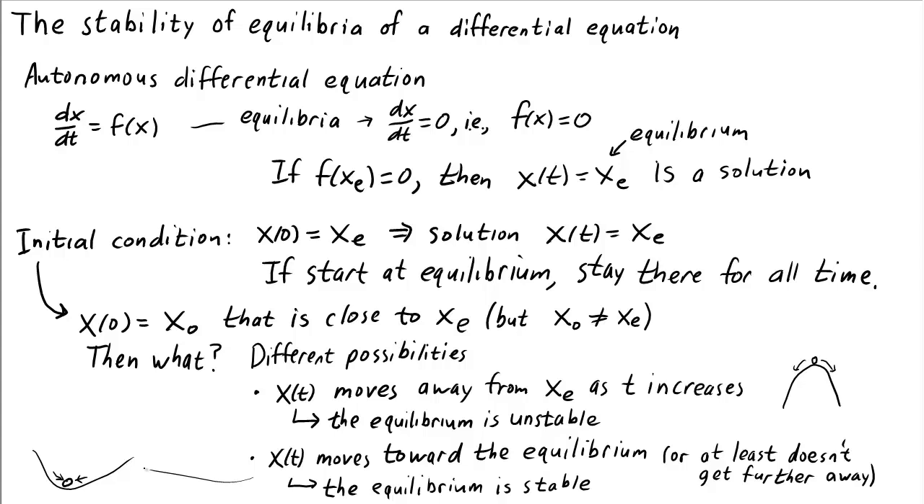So when we find an equilibrium, we have two cases. The equilibrium might be unstable, or it might be stable. And one important goal when studying dynamical systems, such as this differential equation, is to find methods to determine the stability of the equilibria.